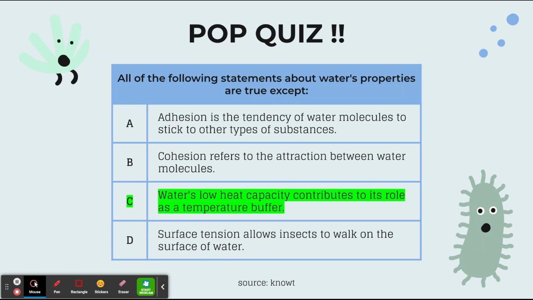The correct answer would be C. We know that the statements about adhesion, cohesion, and surface tension are true, but we also know that water does not have a low heat capacity. It has a high heat capacity.